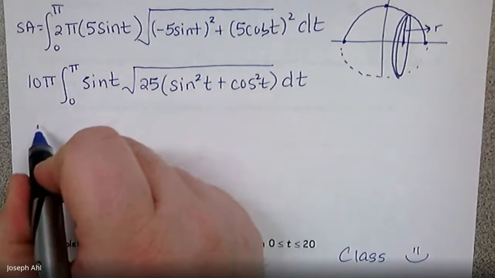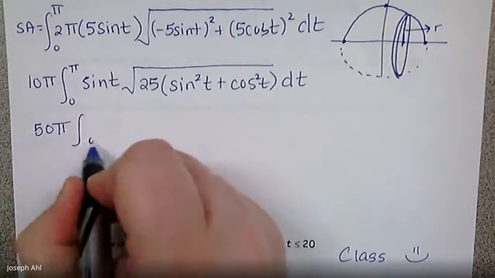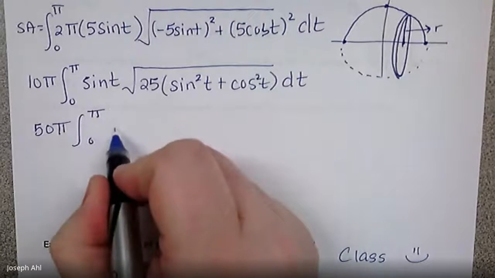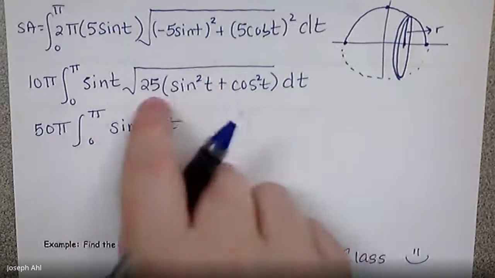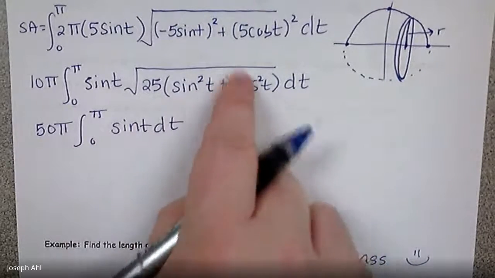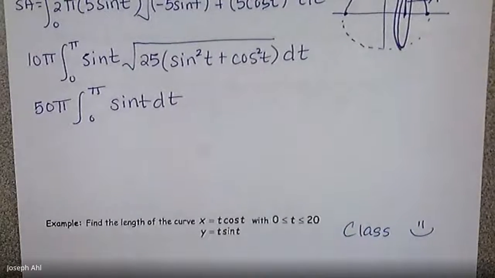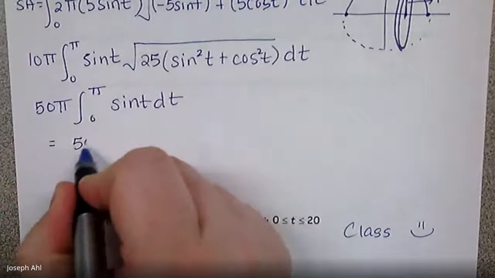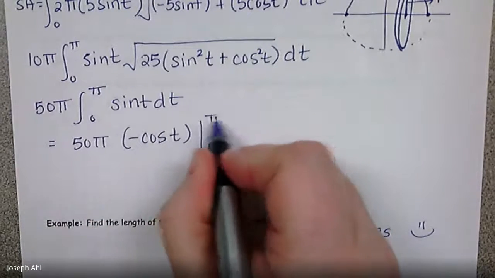Are you okay if in this next step I have a magical 5 now out front? 50 pi times the integral of sine t from 0 to pi. So again, this is really just a fancy 5, isn't it? Swing that out front as a scalar. So now we have the integral of sine t, which is pretty easy. This is just going to be 50 pi times negative cosine t from 0 to pi.